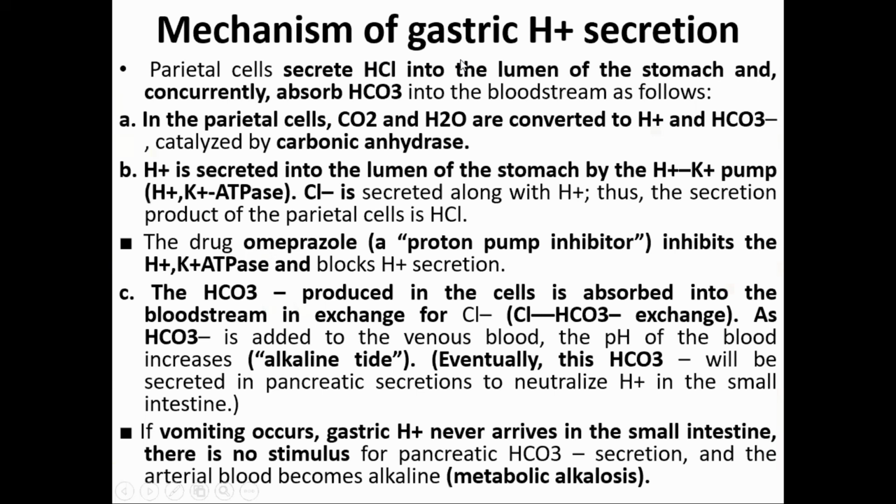The parietal cell secretes hydrochloric acid into the lumen of the stomach and concurrently absorbs bicarbonate into the bloodstream as follows. Carbon dioxide and water combine to form hydrogen and bicarbonate, catalyzed by the carbonic anhydrase enzyme. Hydrogen is actively secreted by the hydrogen potassium ATPase pump, and chloride is secreted along with it passively. This is where the drug omeprazole inhibits the pump. The bicarbonate is exchanged with chloride, and this is known as postprandial alkaline tide.